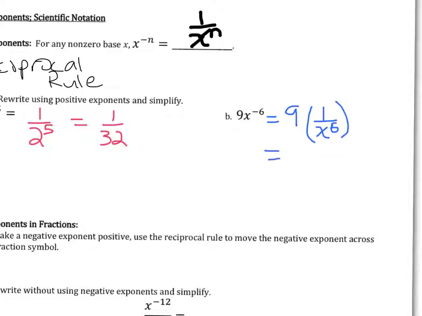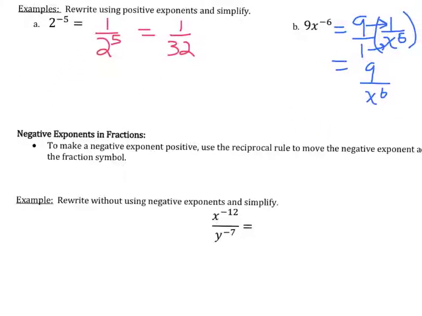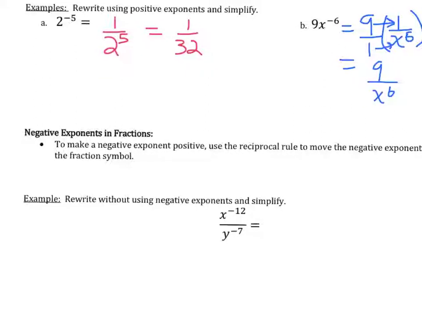And of course, remember 9 is the same thing as 9 over 1, and so we multiply across. 9 times 1 is 9, and x to the 6 times 1 is x to the 6th. So my solution in simplified form will be 9 over x to the 6th. And that's basically using our reciprocal rule.